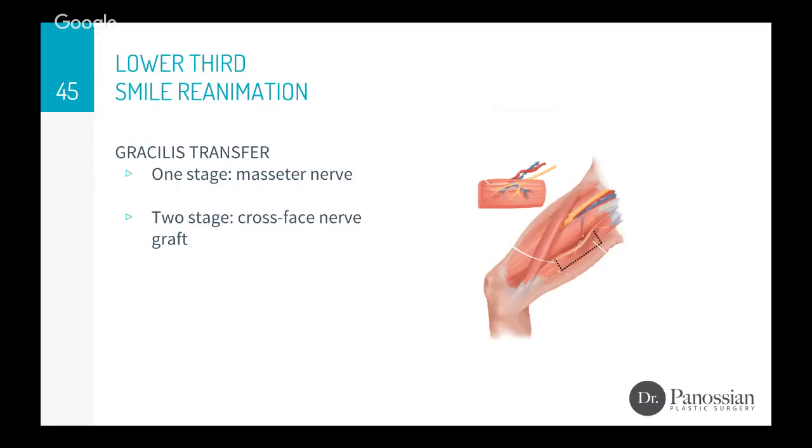Now we go into the dynamic options. What are these dynamic options? And the main one that most people discuss is the gracilis transfer. It's either using one stage, connecting the nerve to the masseter, or doing it in two stages by first laying down a cross-face nerve graft several months before.